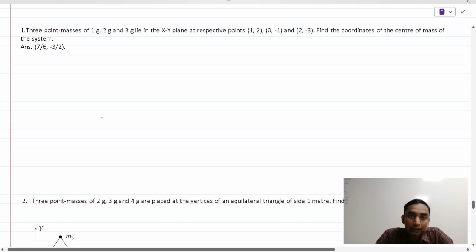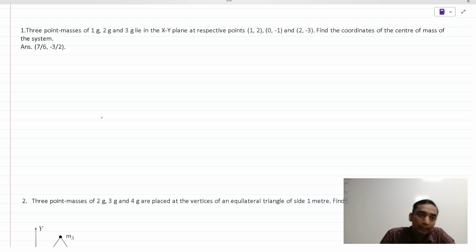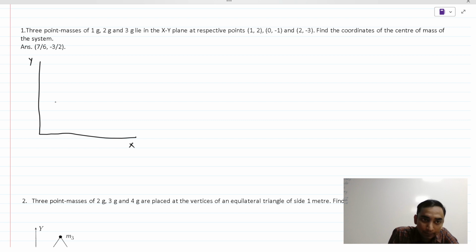Let's go ahead. Three point masses of 1 gram, 2 gram and 3 gram lie on the xy plane. This is the x-axis and this is the y-axis. The first particle is at 1, 2, so this is 1 and this is 2. Say for example this is the first particle having mass 1 gram.